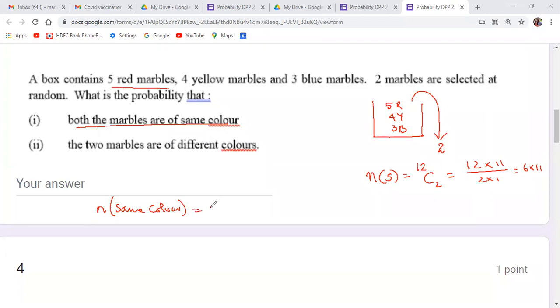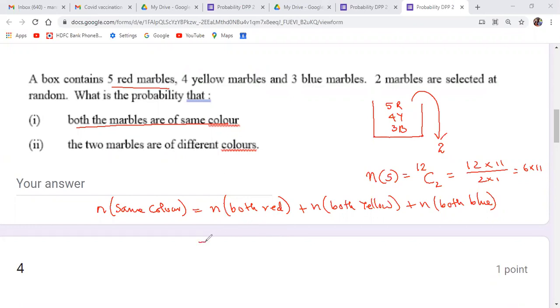So n of same color is either n of both red, or n of both yellow, plus n of both blue. Here there's no intersection. You cannot have one ball with 2 colors, so A intersection B is not there. So directly you can add. Did you understand?